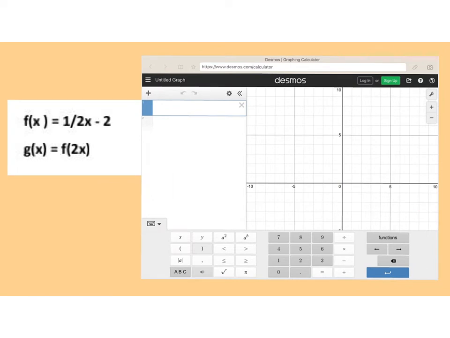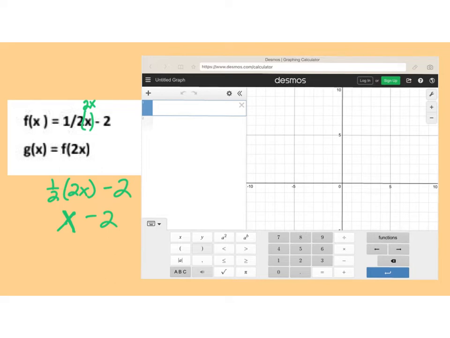Okay, now here's another one. If you notice, in this case, the 2 is on the inside. So wherever there's an x, we're going to substitute a 2x. So this is going to look like 1/2 times 2x minus 2. Half of 2x is x, so it would be x minus 2. Because it's inside the parentheses, it's going to be a horizontal situation. It's going to be a little deceiving because it's going to look like a vertical change, but it's really a horizontal change.